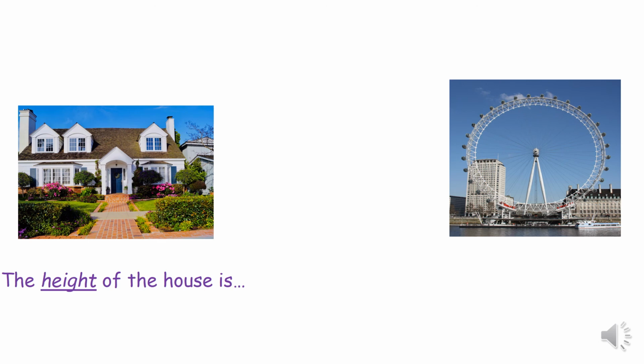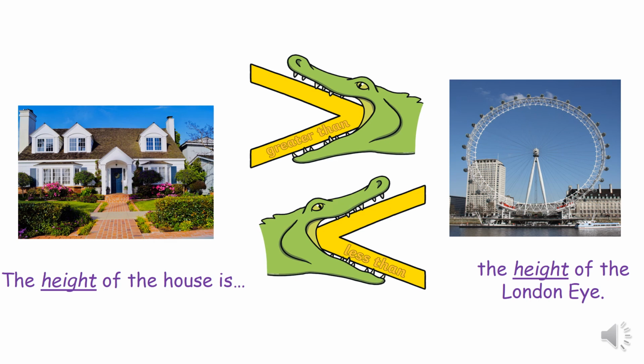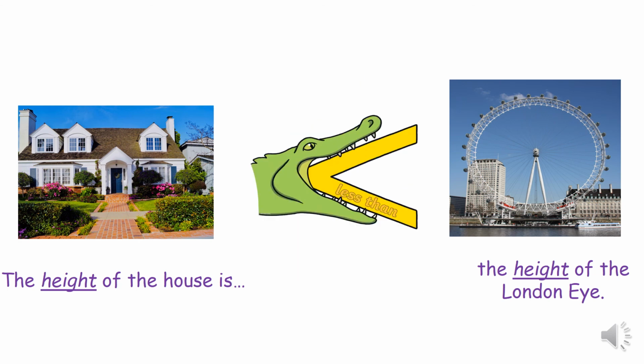The height of the house is than the height of the London Eye. Which of these two symbols should we use to compare both of the buildings' heights? The height of the house is less than the height of the London Eye, and that is because the house's height is much shorter compared to the London Eye's height.